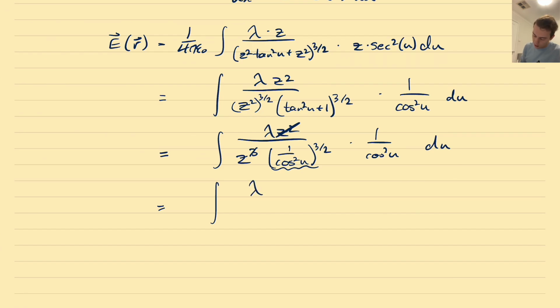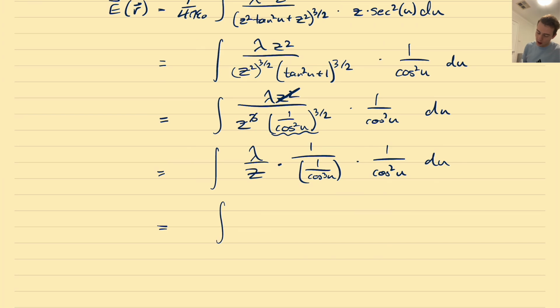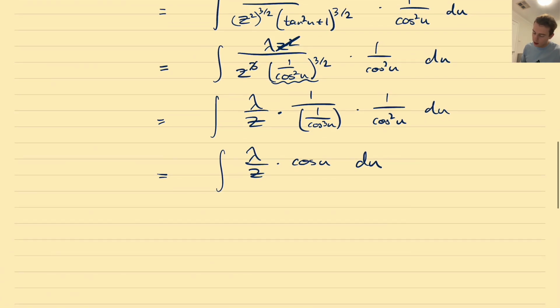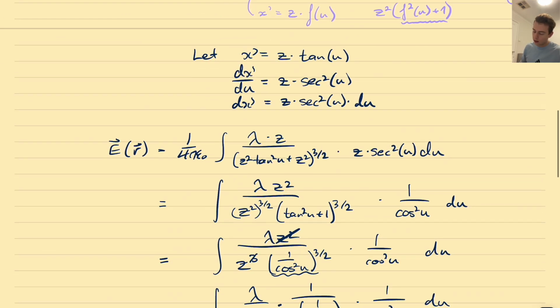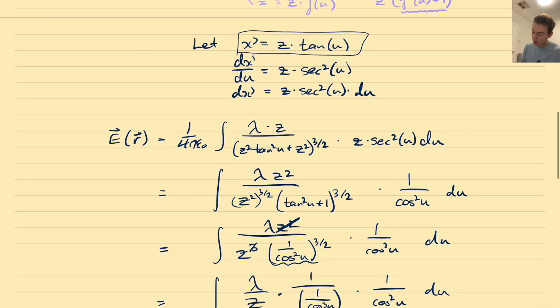Well, let's just do it, which is much better than talking about it. So that's the first term, lambda over z. Now 1 over cosine squared u. It's 1 over cosine cubed u, which becomes cosine cubed in the numerator, and will cancel with this cosine squared. And then I'm left with lambda over z times cosine u du. Now this is looking nice. And this is easy enough to integrate. So now let's see, can we do some sort of conversion here now for the u's?